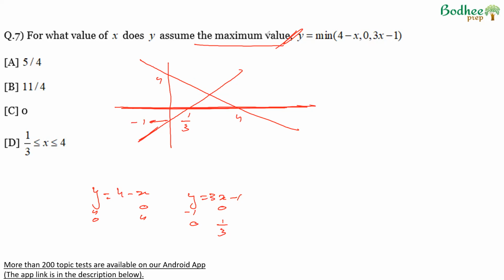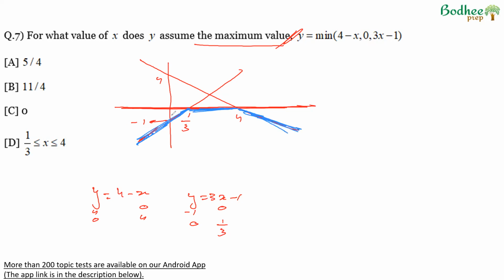We are looking at y as the minimum of these 3 functions. So for values of x, if you look at the minimum value of y amongst the 3 lines, it is minimum here till this point. This is the minimum line. Then out of these 3 lines, this is the lowest line. And then again, after 4, this is the lowest line.